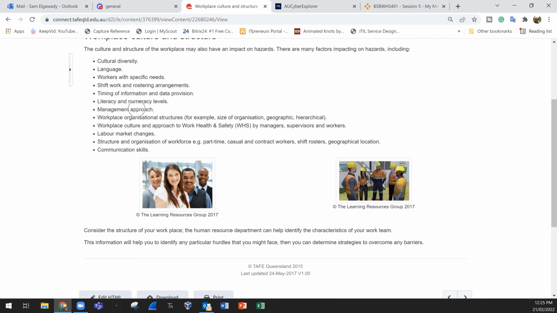Management approach, how we will tackle these differences. If someone says something offensive because they don't understand my background, this could lead to problems in the workplace and could create a hazard. So consider the size of the organization, geographic size, hierarchy, the workplace culture and approach to work health and safety.